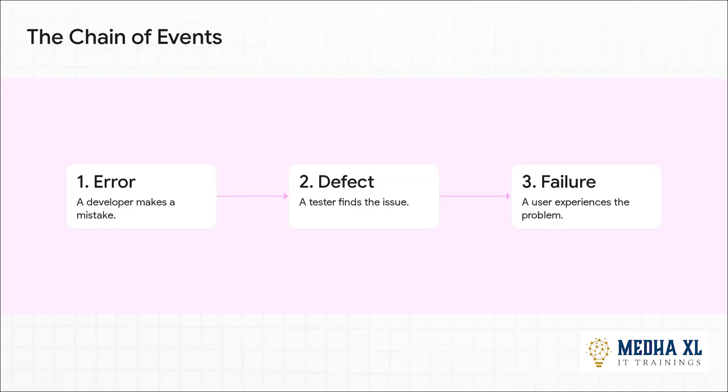So here it is, the whole sequence laid out nice and simple. A developer makes an error, a tester finds a defect, and if that defect slips through the cracks, a user experiences a failure. The whole point of a great testing process is to break this chain right in the middle, at the defect stage, before a customer ever feels that pain.